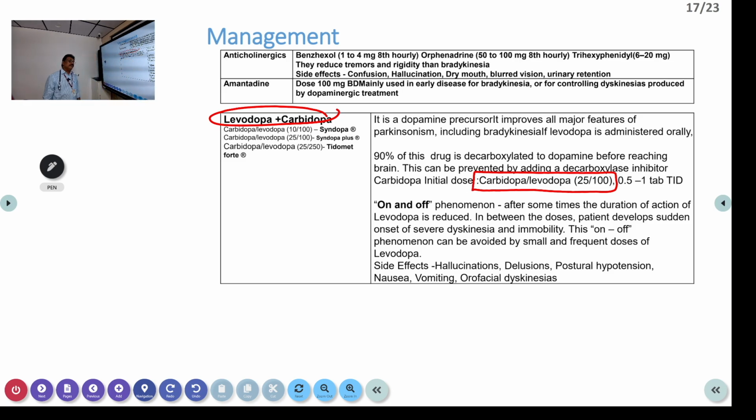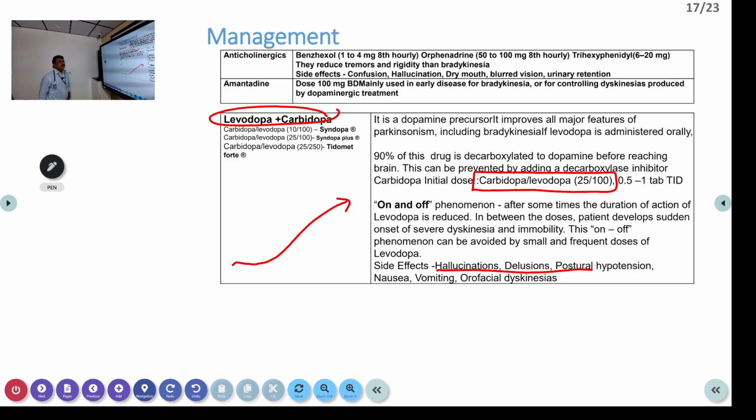half of the tablet will be started initially, because this tablet has some side effects like hallucination, delusion. So immediately after starting, some patients can have agitation, shouting, anxiety, fear, all these things. So you have to start a very low dose and slowly increase the dose. That is the most important thing.